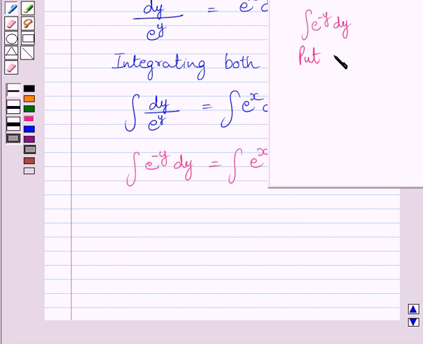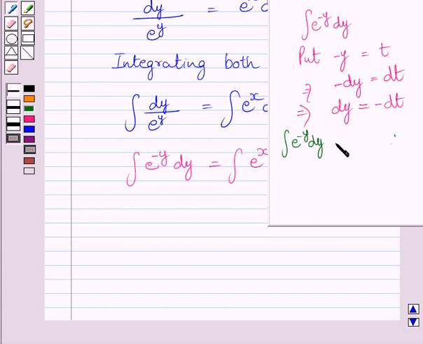So we can write, put minus y is equal to t. Differentiating both the sides with respect to y, we get minus dy is equal to dt. Multiplying both the sides of this equation by minus 1, we get dy is equal to minus dt. Now substituting t for minus y, we get integral of e raised to the power t, and we will substitute minus dt for dy. So here we will write minus dt. Now this is further equal to minus integral of e raised to the power t dt.